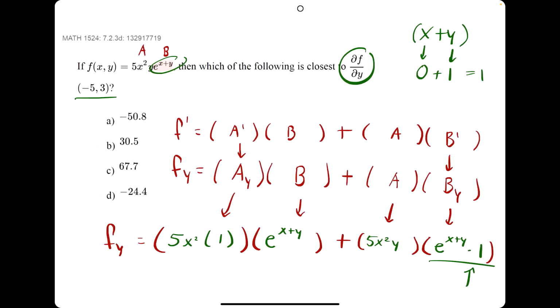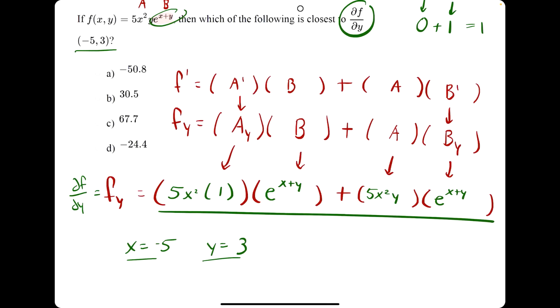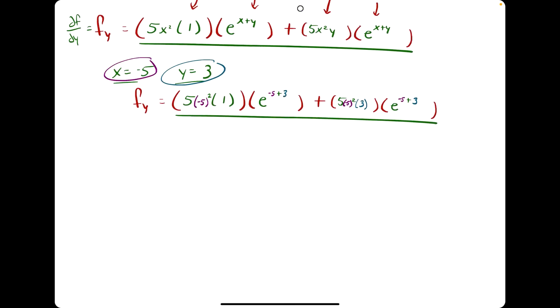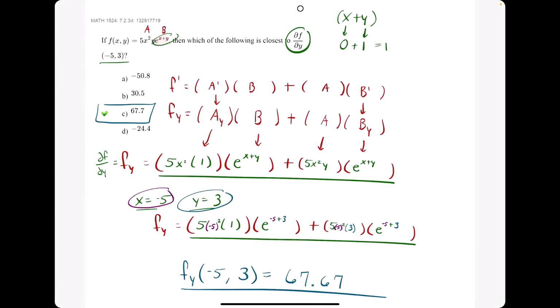So if anything, we multiply the e term by 1, but that will not change anything here. So for Fy, we just have e to the x plus y. So now we have successfully found Fy, or df over dy. So now all we do is plug in -5 for x and 3 for y wherever we see those terms in the mix. And so when we set that up, it looks a little something like this. And once we calculate it, we get about 67.67 or 67.7. That's option C, and we're done.